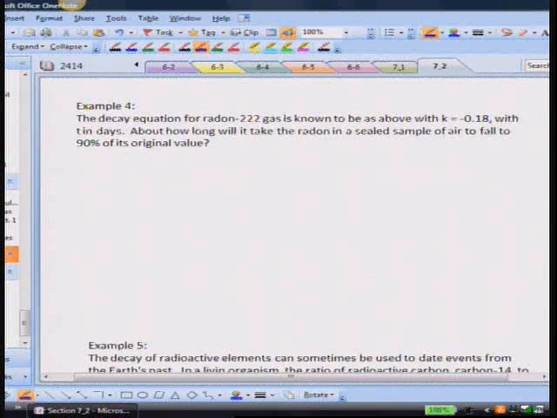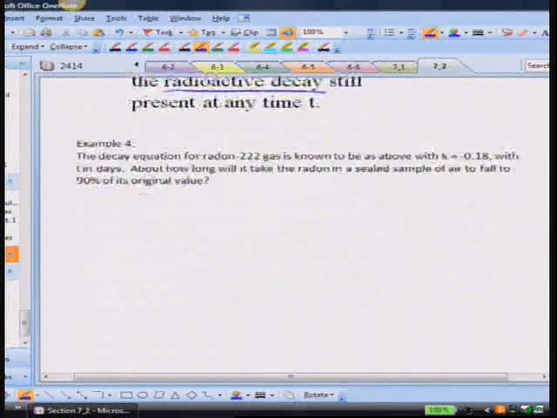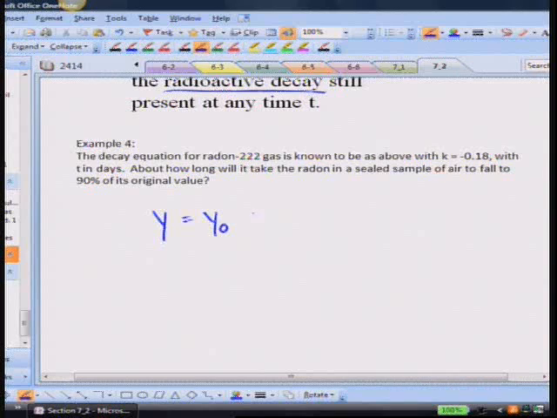So example 4 says the decay equation for radon-222 gas is known to be as above, the thing I wrote you, with K equal to negative 0.18 with T in days. About how long will it take the radon in a sealed sample of air to fall to 90% of its original value? All you have to do is, Y equals Y naught e to the negative 0.18 T.